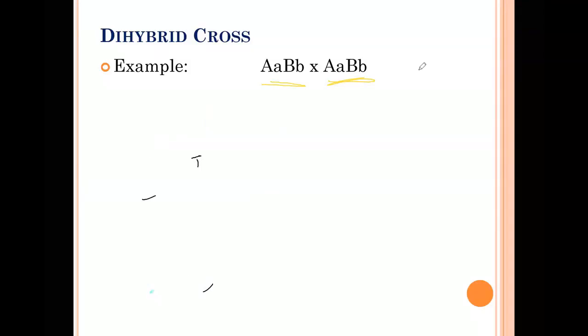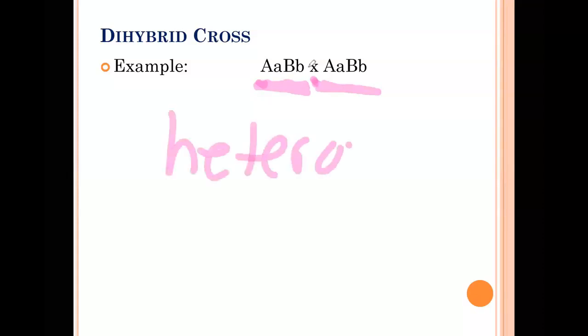Okay. Sorry, I know this one's taking a long time, but this is important. It's something I have to work out with you. Okay, so the rule is, if both parents are heterozygous for both traits, here's what's called the 9-3-3-1 rule.